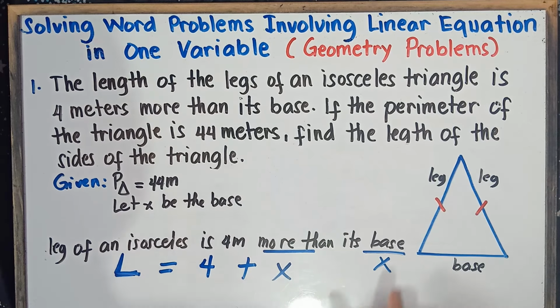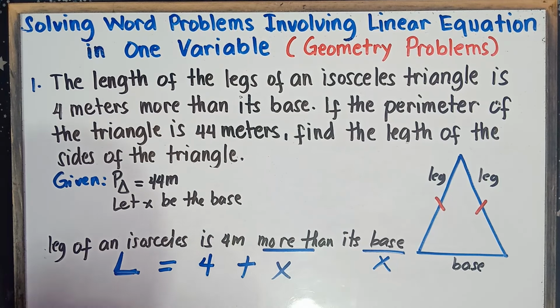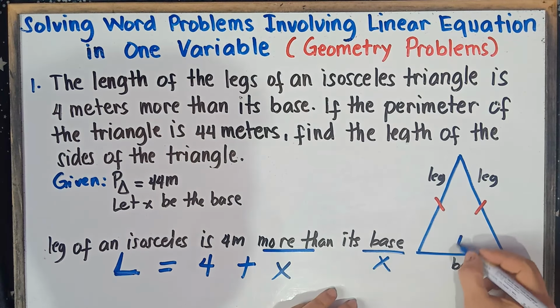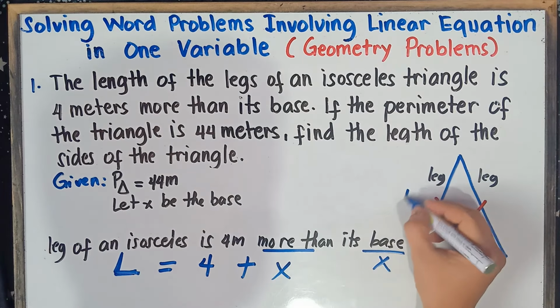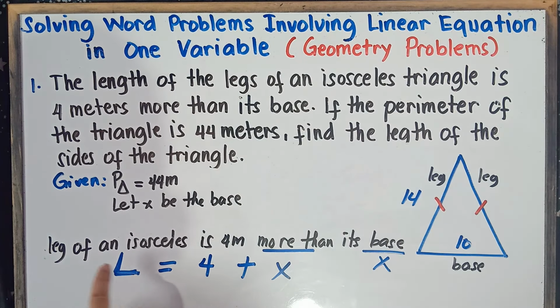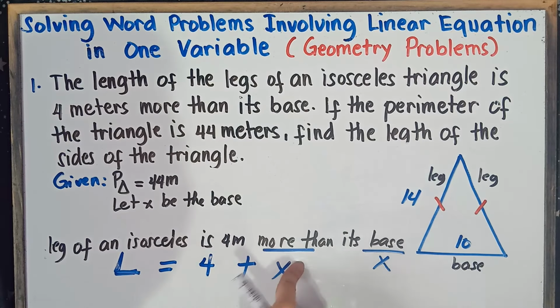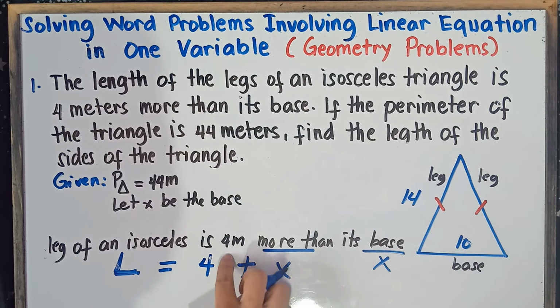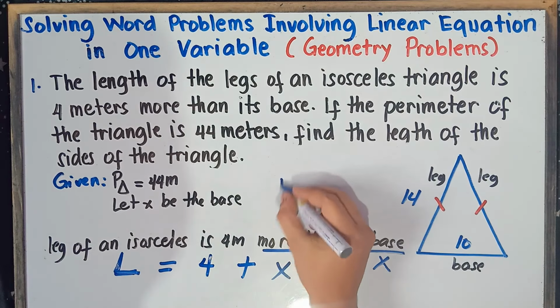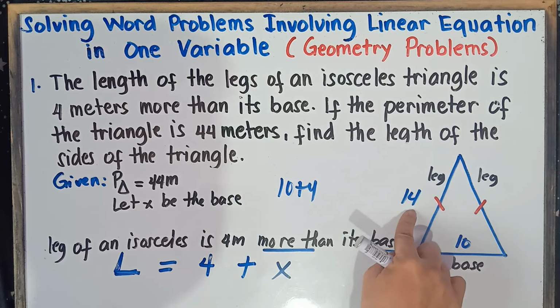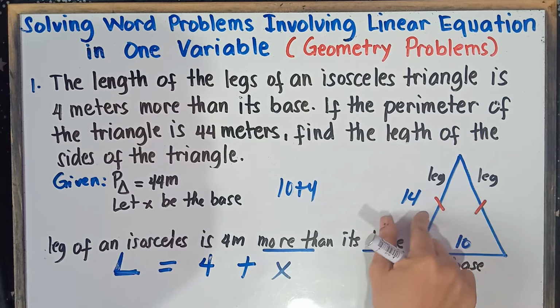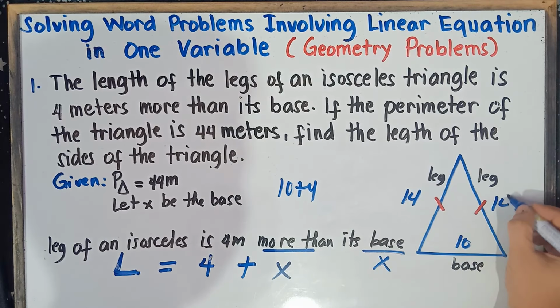Let's give an example, class. If I say the base is 10, what would be the measure of the leg? Of course, it's automatic. You know that the leg is 14. Why is that, sir? Because the leg is 4 meters more than 10, so it should be 10 plus 4, which is 14. Since two sides are equal, this leg and this leg are equal, so this is also 14.